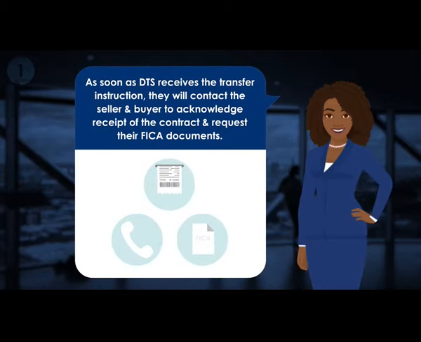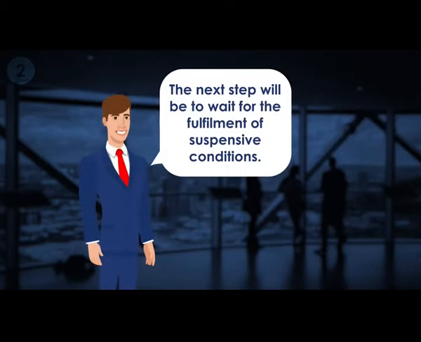As soon as DTS receives the transfer instruction, they will contact the seller and buyer to acknowledge receipt of the contract and request their FICA documents. The next step will be to wait for the fulfillment of suspensive conditions.